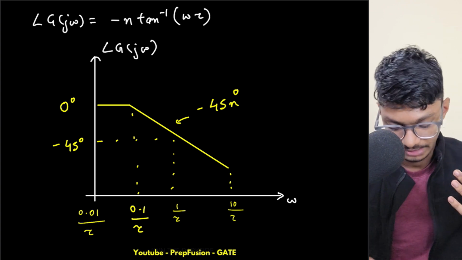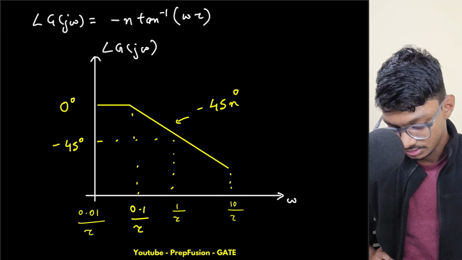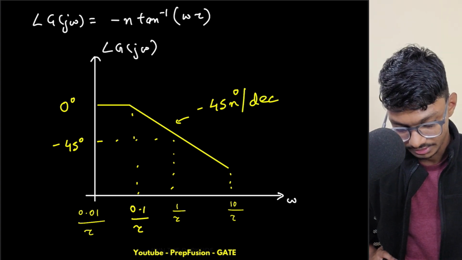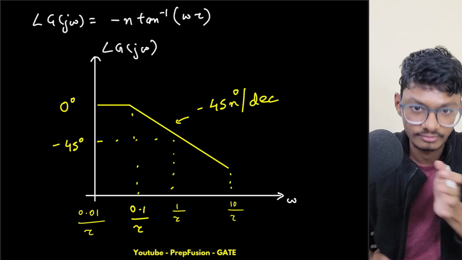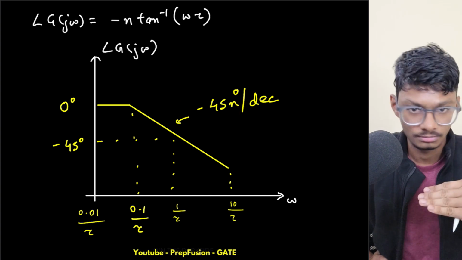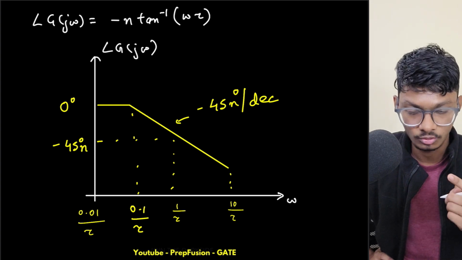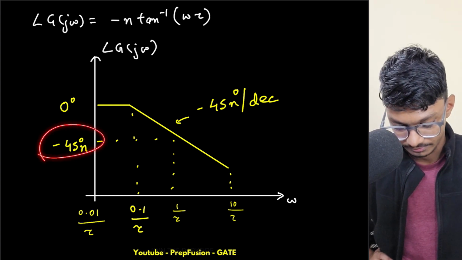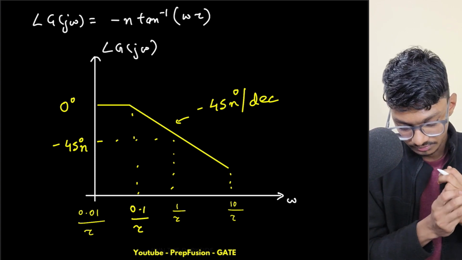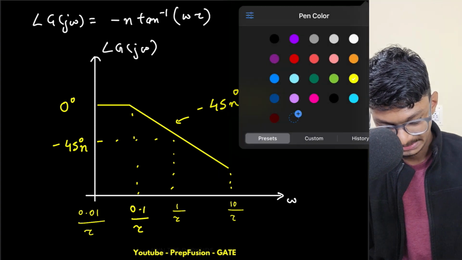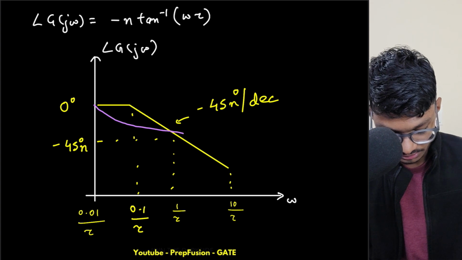Now obviously this slope is minus 45n degree per decade. I have already taught you this, and I am not going to explain it again. So what is this slope telling us? If I travel one decade, my angle will reduce by 45n degrees. So this is not 45; for a single pole it will be 45, for multiple poles, n poles, it will be 45n. And how will my phase plot look? The phase plot will look something like this, if I approximate it.